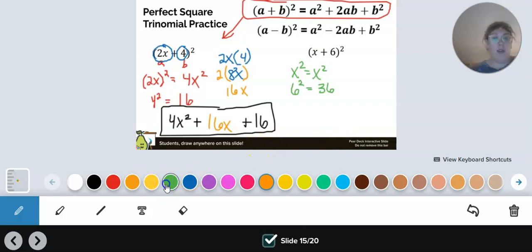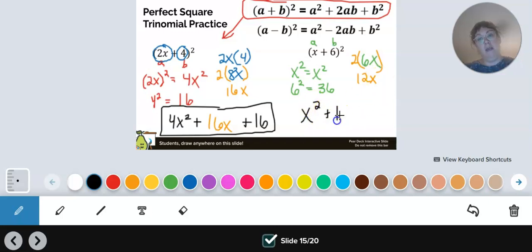Okay. So over on the right, our a is x and our b is 6. So when we multiply a times b, we get 6x. And then we double that to get 12x. So our expanded term is x squared plus 12x plus 36. There we go.